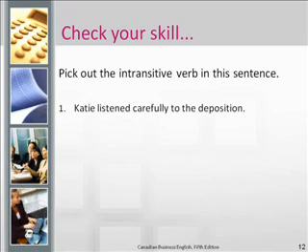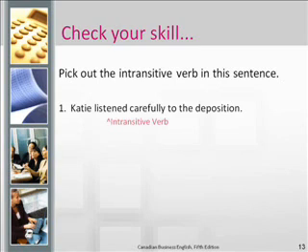Let's check your skill with intransitive verbs. Consider the sentence, Katie listened carefully to the deposition. What is the verb in this sentence and what is the subject, and can it stand on its own? The verb is listened and the subject is Katie. Katie listened is a verb and a subject that can stand on their own to make a complete sentence. That makes the verb listened intransitive.